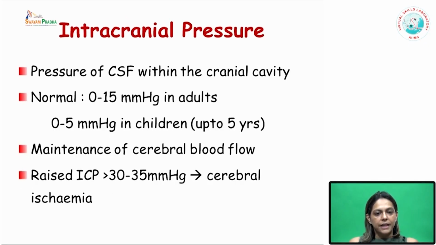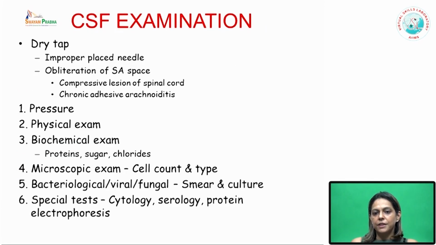Normal pressure of the CSF is about 0 to 15 millimeters of mercury in adults and 0 to 5 in children. And there are conditions which can lead to raised intracranial pressure, where the pressure can go up to 30 to 35 or even more, and it can lead to damage to the brain in the form of ischemia. Examination of the CSF is very, very important, because different changes in the CSF can be appreciated in different disease states.